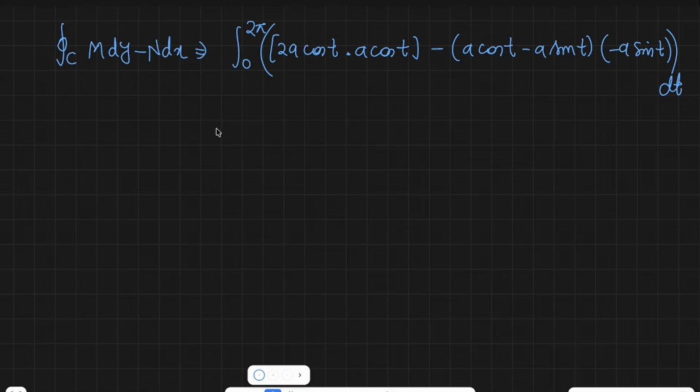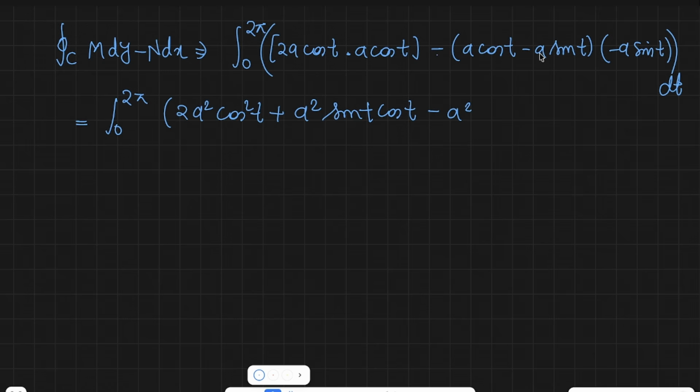Okay, let me simplify completely. So this is 0 to 2 pi. Okay, so this is 2a square cos square t plus this is a square. Okay, when you multiply here, it is a square sine t cos t minus a square, this minus, plus, and this minus will be minus, so minus a square sine square t.